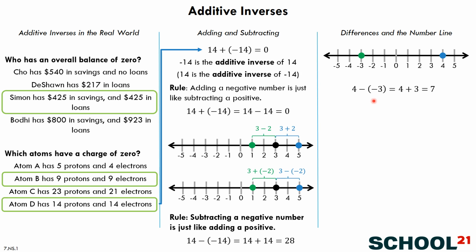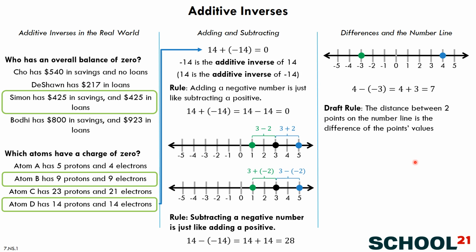So maybe we can write a draft rule here. This might not be our final rule. The distance between 2 points on the number line is the difference of the points' values. So if you take one of them minus the other one, and that worked, right? Okay.